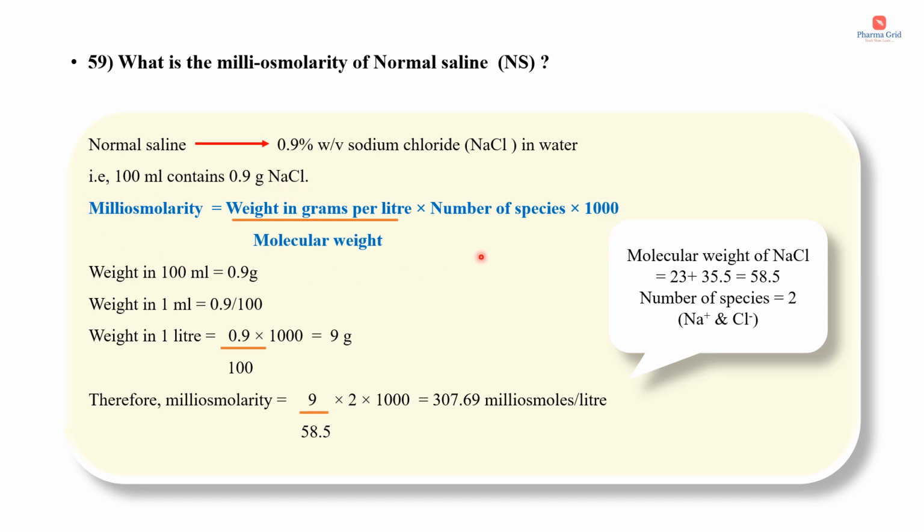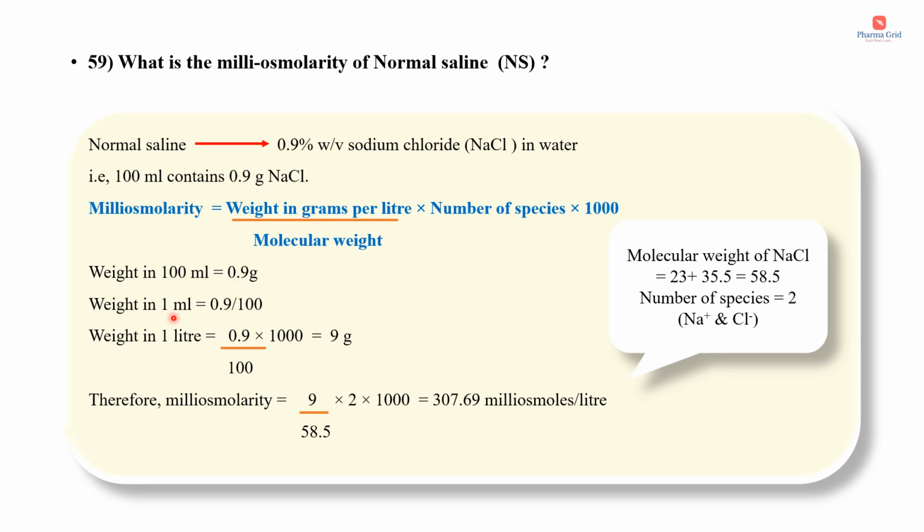So this is the equation to calculate milliosmolarity. That is, milliosmolarity is equal to weight in grams per liter divided by molecular weight into number of species into 1000. So here molecular weight of NaCl is equal to 23 plus 35.5, that is equal to 58.5. This 23 is the atomic weight of sodium and 35.5 is the atomic weight of chlorine. And here number of species is equal to 2, that is, in sodium chloride, sodium and chlorine atoms are present.